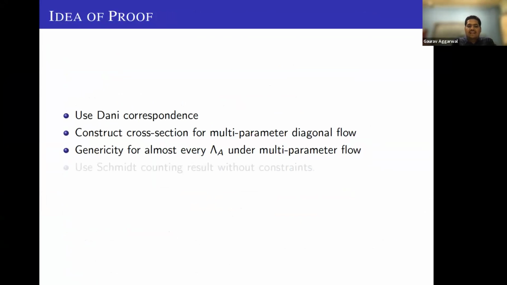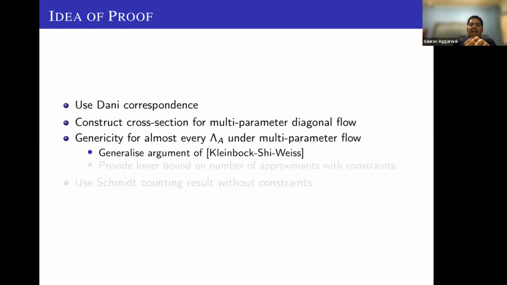So what we proved is that for almost every choice of A, this lambda A is generic under the multi-parameter flow for the cross section. The first step was to prove that for almost every lambda A, this is generic for the multi-parameter flow in the whole space. In order to do that, we had to generalize the argument of Klein-Weiss to the multi-parameter flow, where they developed the theory for the one-dimensional flow. Using these techniques, we get the lower bound for the number of epsilon approximates and best approximates with the constraints, the lower bound for this asymptotic behavior.